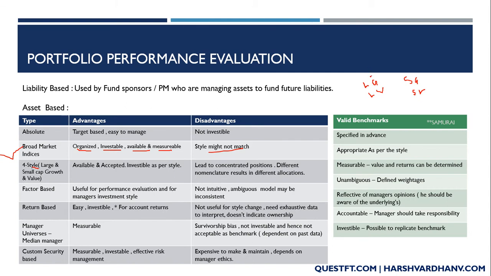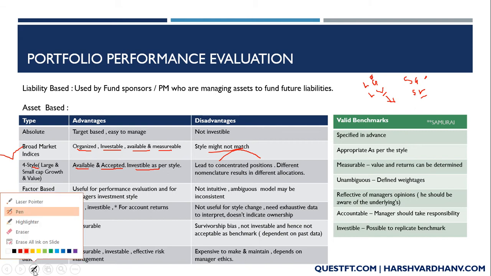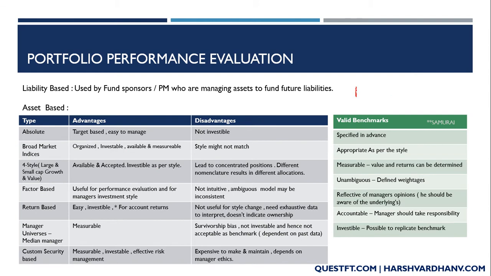From level 1 and level 2, we know growth means high PE, and value means higher book value than the current market price. So you can have four styles. Again, this is available, accepted, investable, but can lead to concentrated positions. Let us take the very same example of Nifty. In Nifty, 35% of your stocks belong to the banking sector. And if the strategy is large cap growth, and say 20% of those banks fall into this, you will have a concentrated position, right?